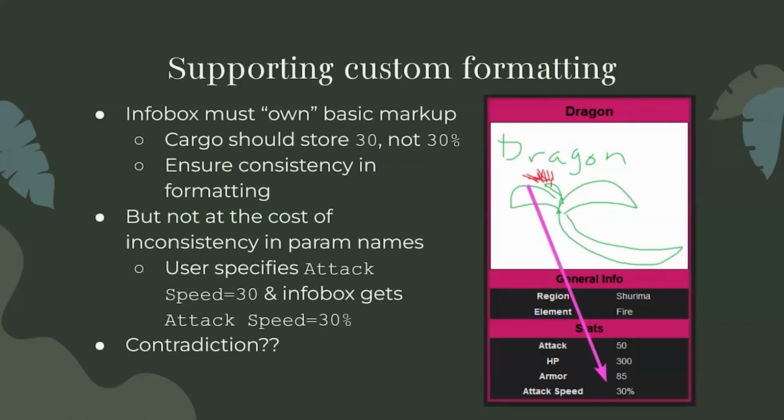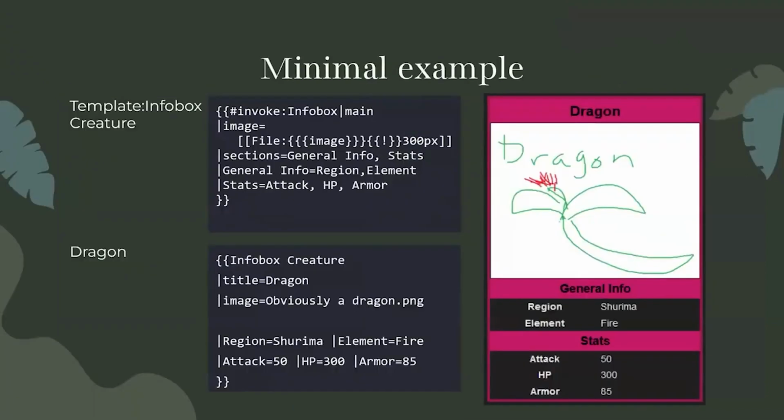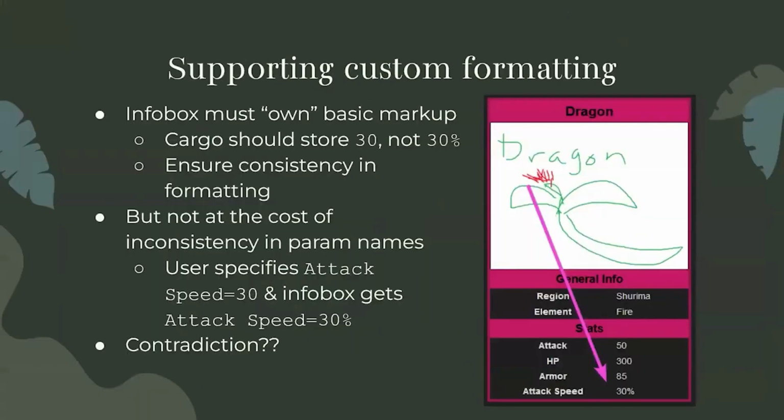How can we deal with this custom formatting for some parameters but not others? You'll notice if we look back over here, there's actually nothing that is looking for the argument attack or HP or armor in the invoke statement. That's only being defined in the info box on the Dragon page. So how are we going to merge all of these arguments together where you can have attack defined on the page Dragon, but not in the template infobox creature, and you also have the ability to reformat attack speed to add the percentage sign in the info box?